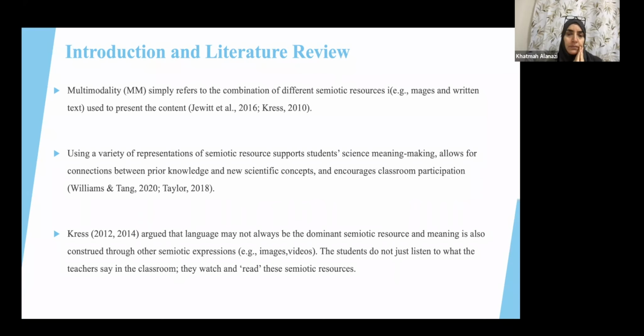Across 2012 and 14 argued that language may not always be the dominant semiotic resource, and meaning is also constructed through other semiotic expressions such as videos, images, charts. The students don't just listen to what the teachers say in the classroom, they watch and read these semiotic resources too.